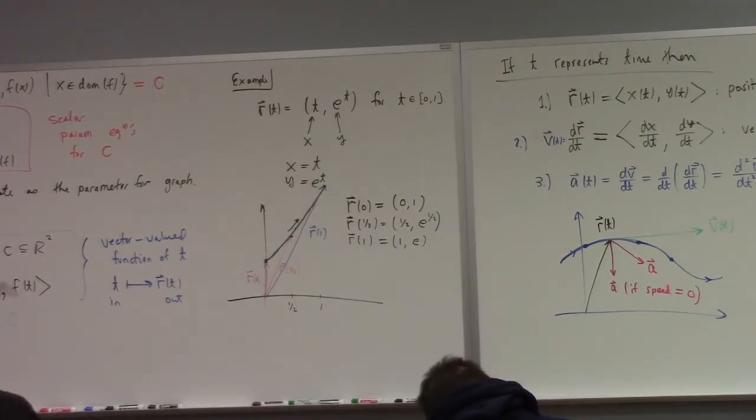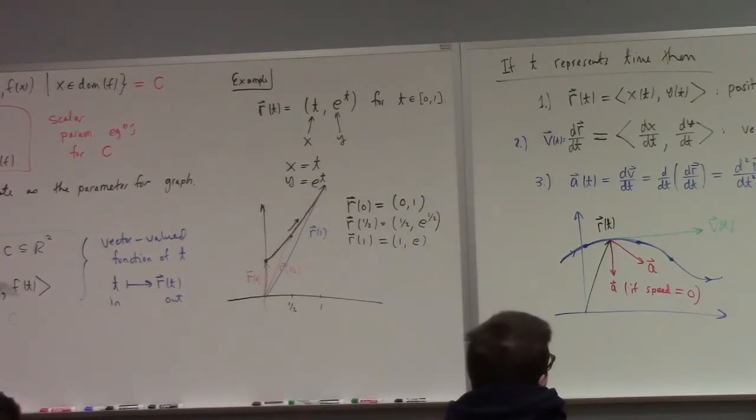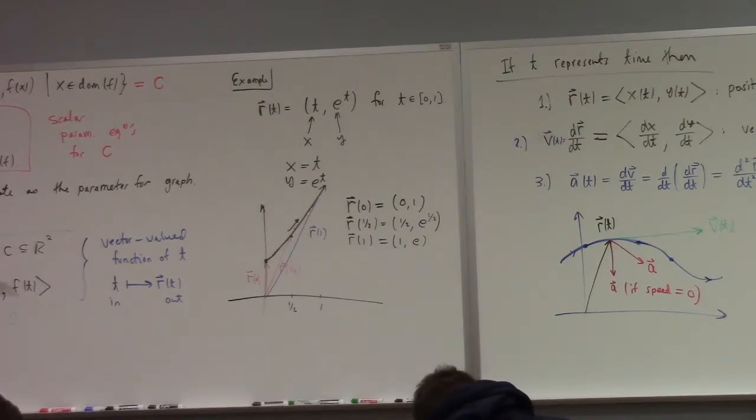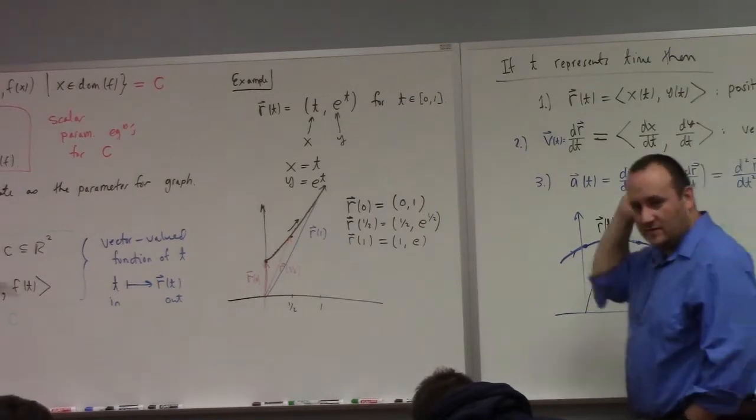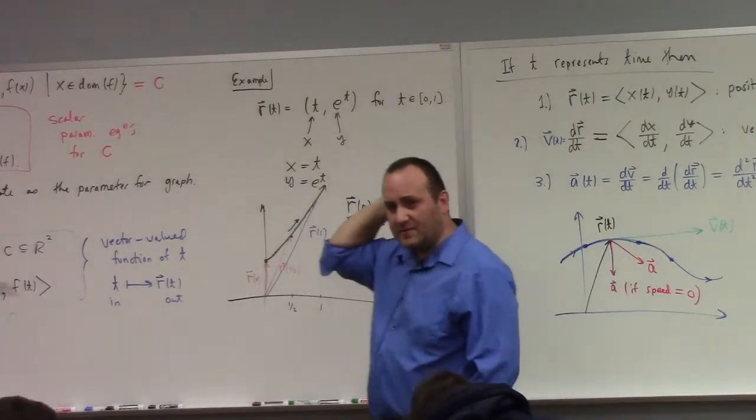F equals ma, where m is mass and F is net force. And the definition of the acceleration is the second derivative of the position vector.